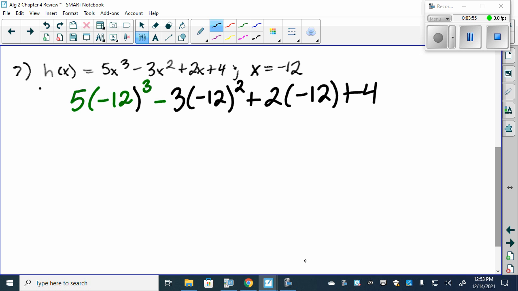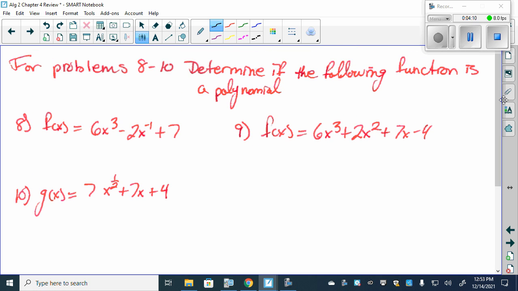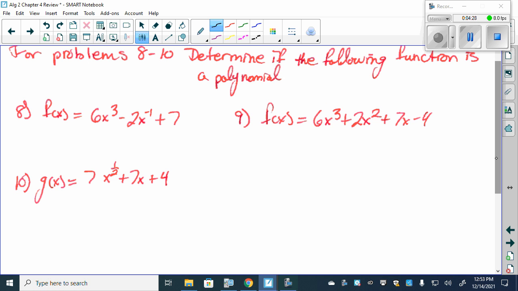Any other questions on problems 1 through 6? 1 through 7? All right, let's look at problems 8 through 10. All right, so looking at problems 8, 9, or 10, are there any questions?